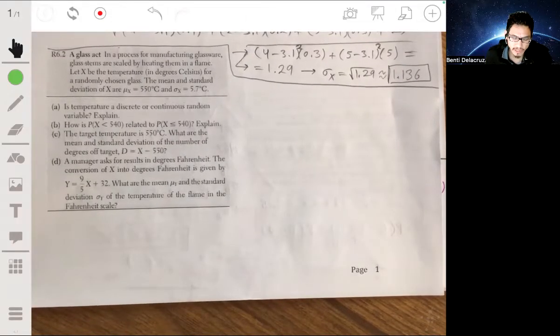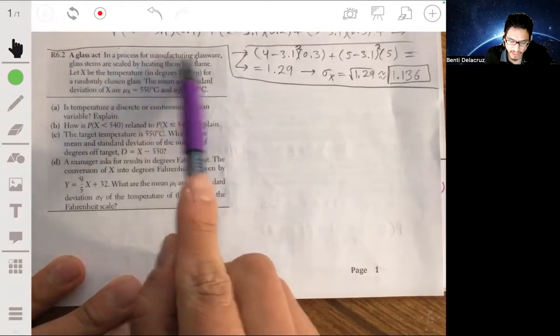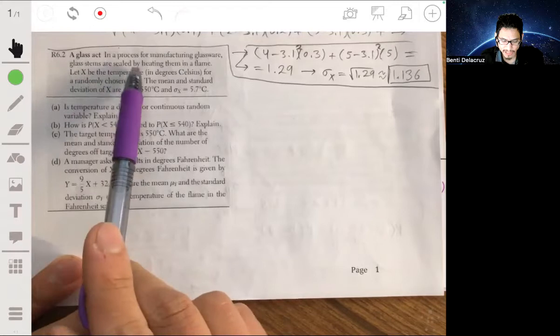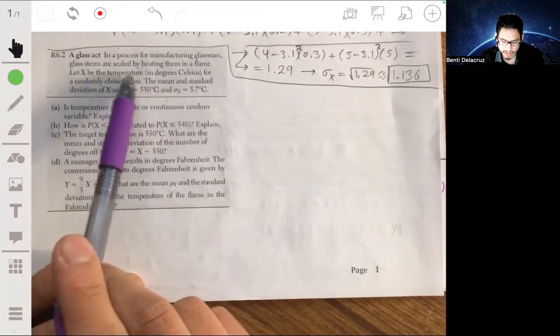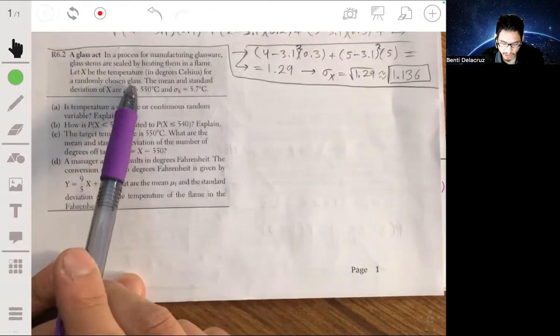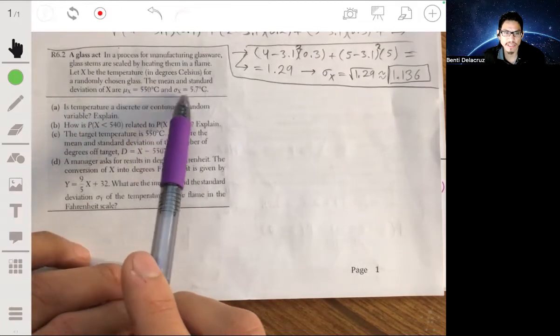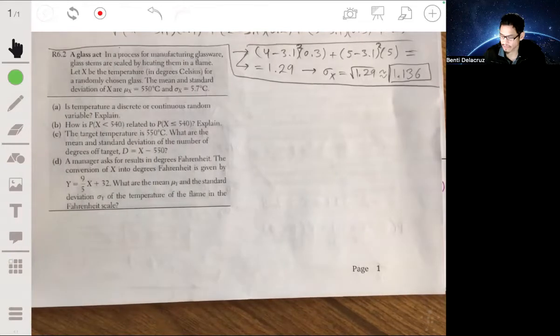All right, so here we've got the last act. In the process for manufacturing glass, stems are sealed by heating them in a flame. Let X be the temperature in degrees Celsius for a randomly chosen glass. The mean and standard deviation of X are 550 degrees Celsius and 5.7 degrees Celsius.